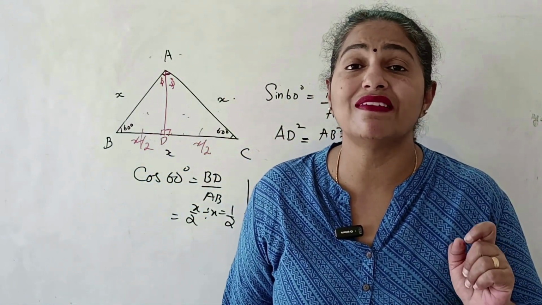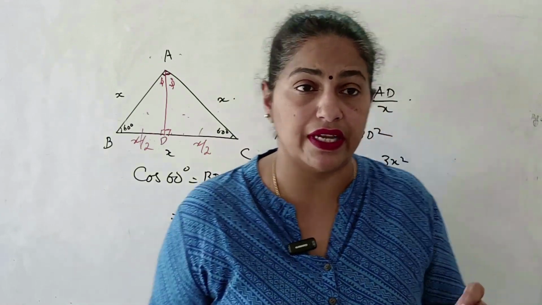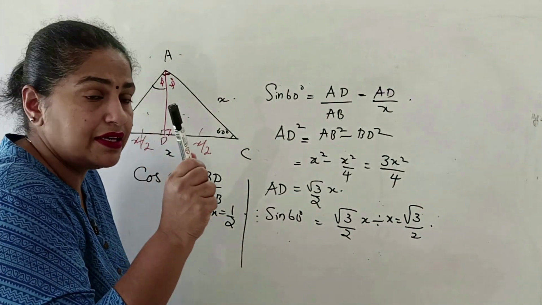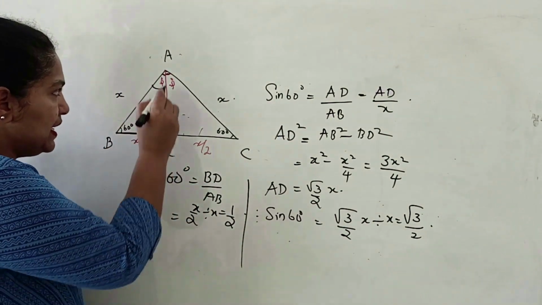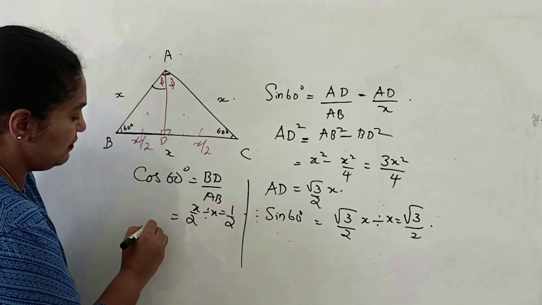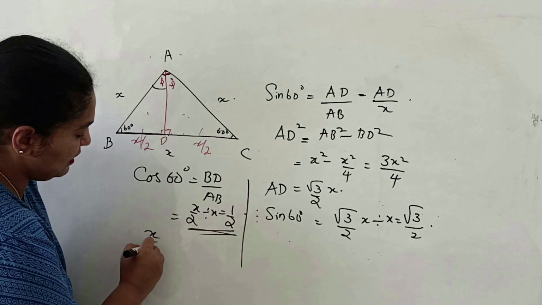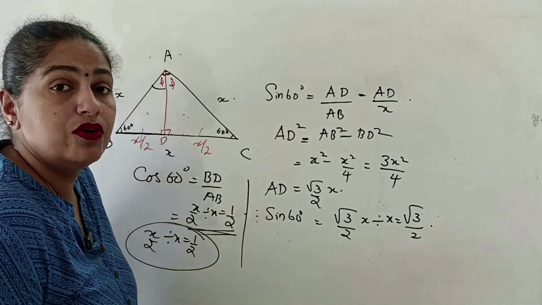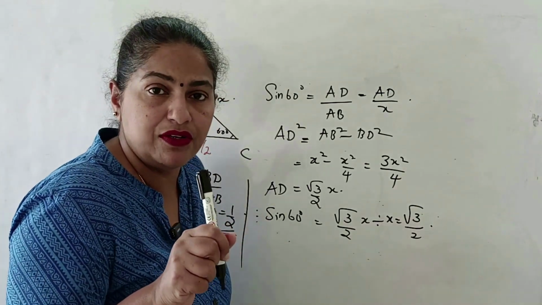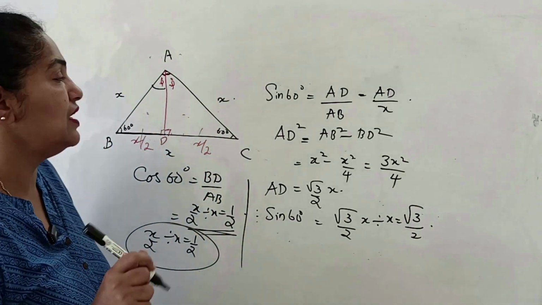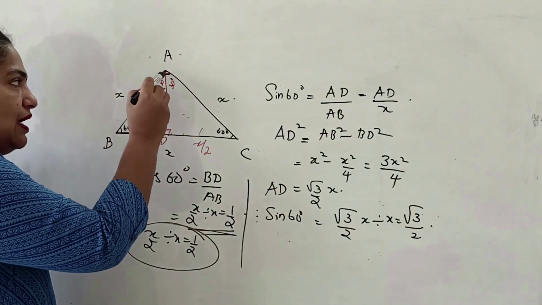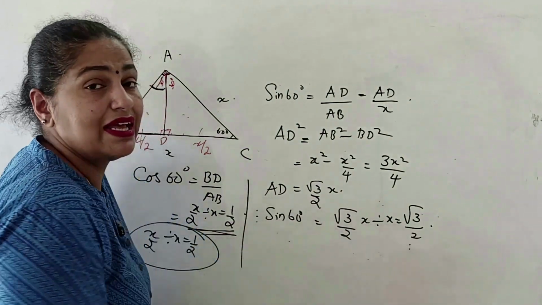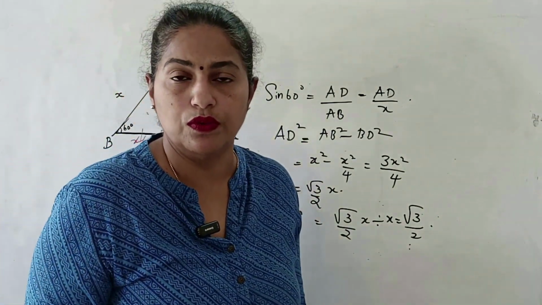Now let us talk about sine 30 and cos 30. Now what is sine 30? Sine 30 is opposite side BD by the hypotenuse, which is the same thing, x by 2 divided by x, which will give us 1 by 2. So sine 30 is 1 by 2 and what should be cos 30? Cos 30 will be adjacent side by hypotenuse, which we have already found as root 3 by 2.